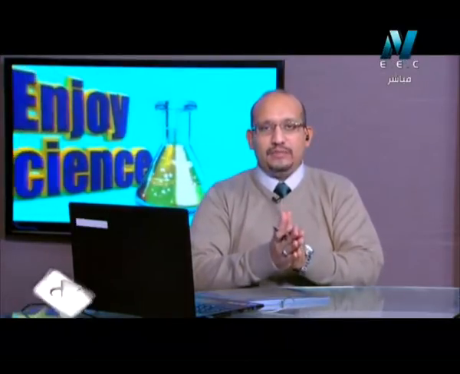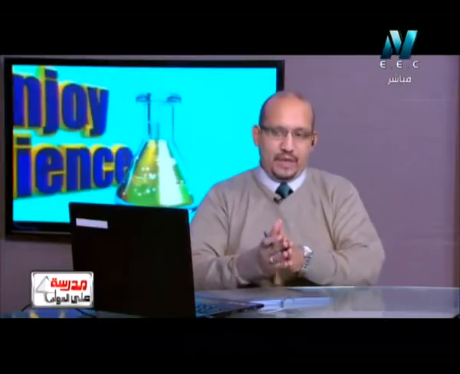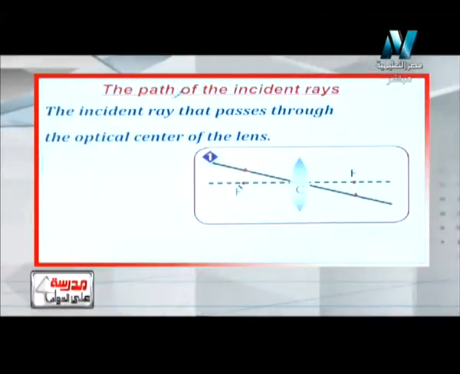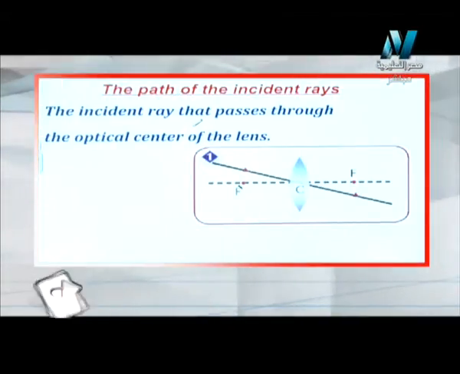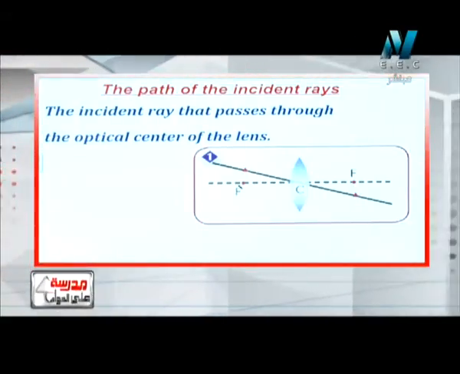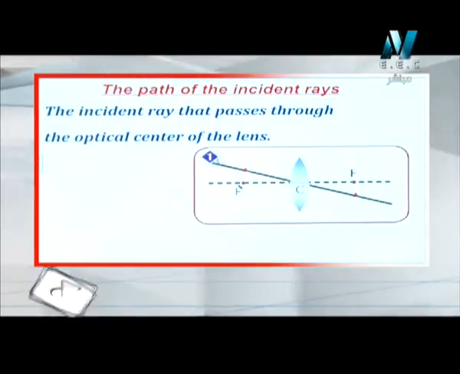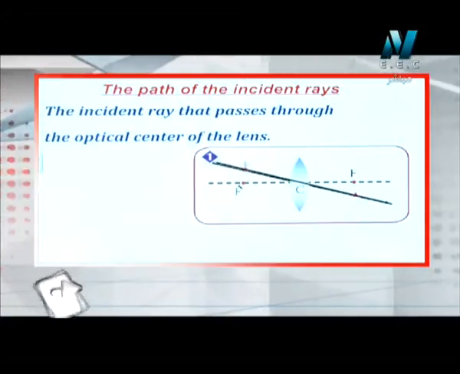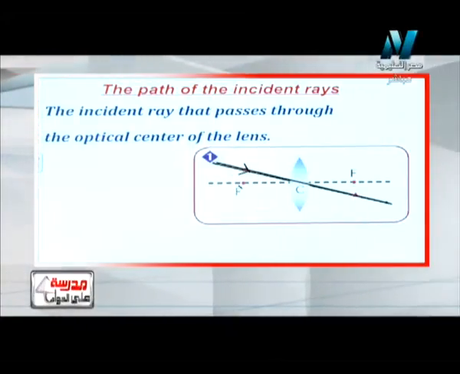Here we have to mention the concept of the refracted light rays according to the way of incidence of the light ray. So here we have the first case, as you see here in front of you on the monitor. The incident ray passes through the optical center. As you see here, the light ray passes through the optical center from this direction, here as P.